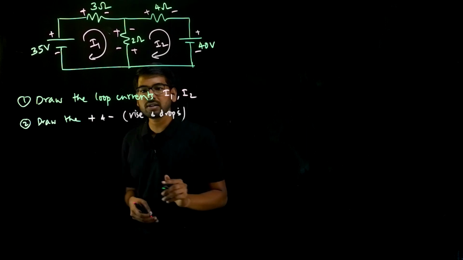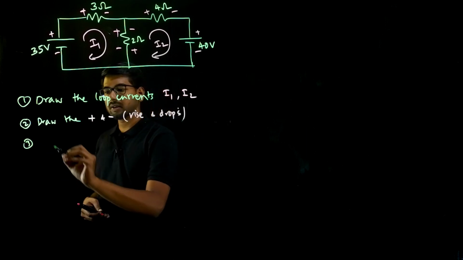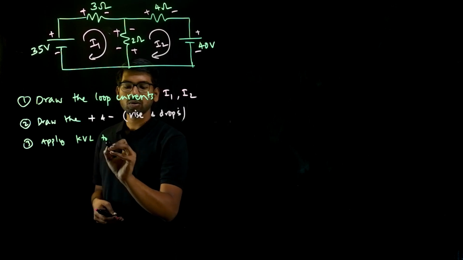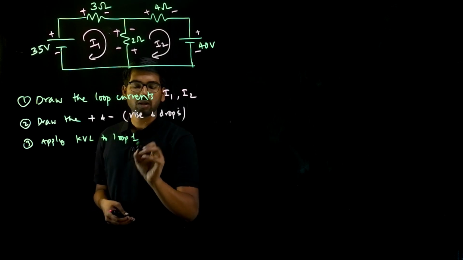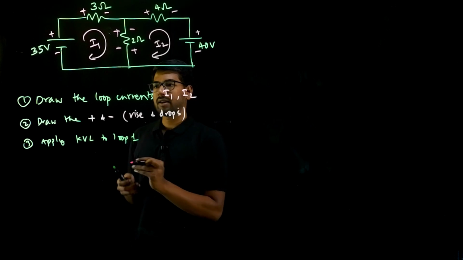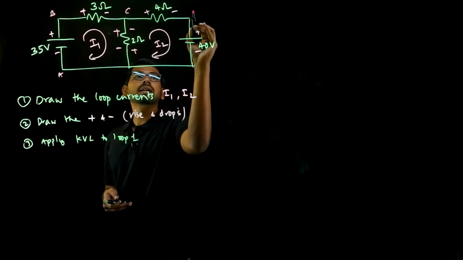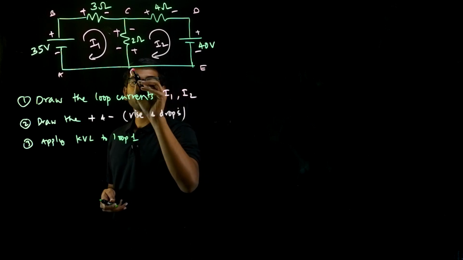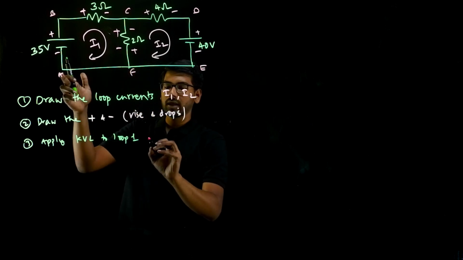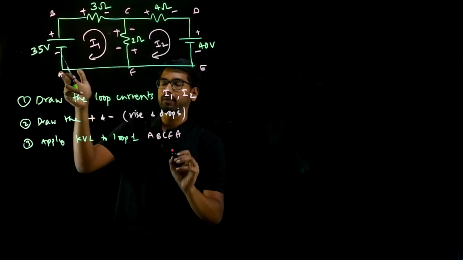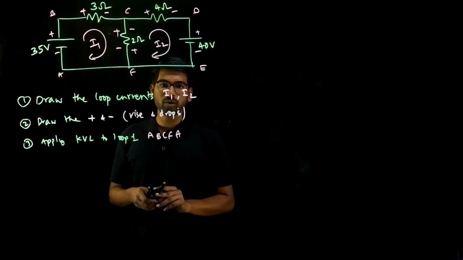So what is the third step? Third step is apply KVL to loop 1. What is loop 1? See here, I will name the corners. So there is A, B, C, D, E, F. So the loop 1 is A, B, C, F, A. So this is the loop 1.